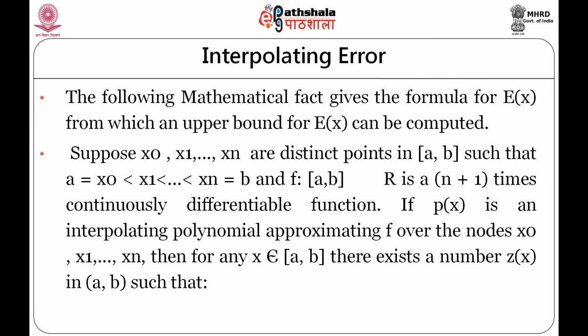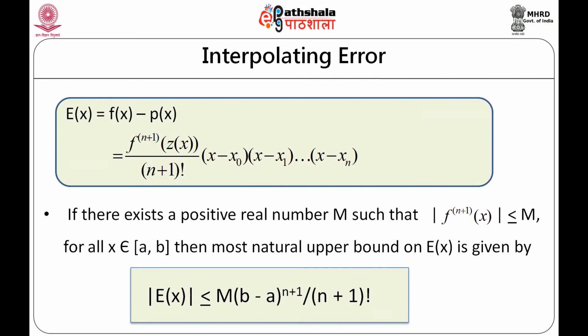Then for any x belonging to [a, b], there exists a number z(x) in [a, b] such that E(x) equal to f(x) minus p(x) equals f^(n+1)(z(x)) upon (n+1) factorial, into (x minus x0) into (x minus x1) ... into (x minus xn). You can refer to any of the books given in your additional reading material file, and you can get the proof of this result.